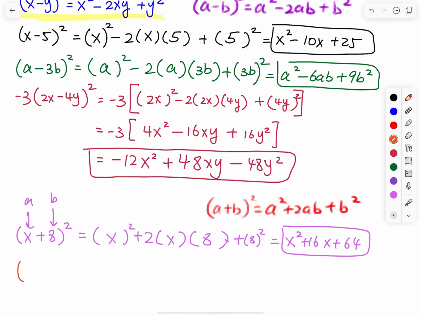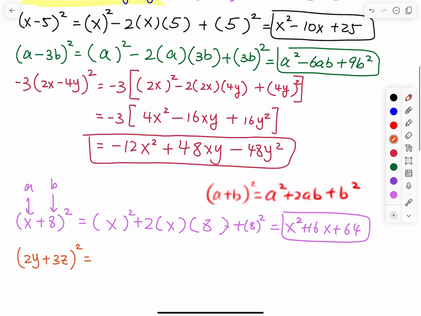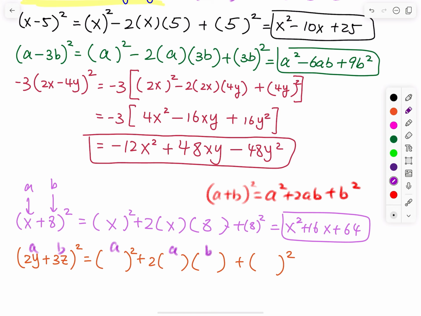How about 2y plus 3z square? You can pause the video at this moment and then just do the work by yourself, and then you resume the video to check your work. This is a square plus 2ab and then plus b square. Can I use this to help me? So this is a, this is b, right? So this is a, b. This is a, b. Fill in the blanks.